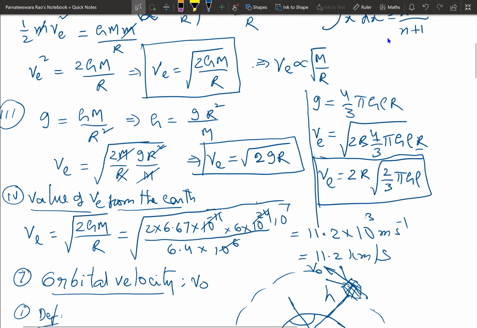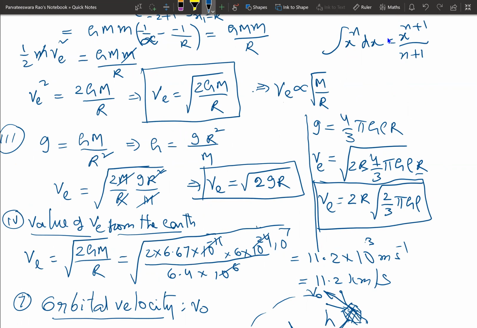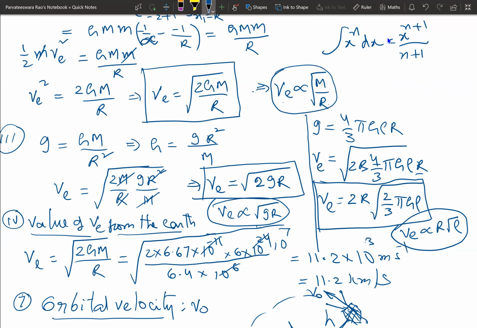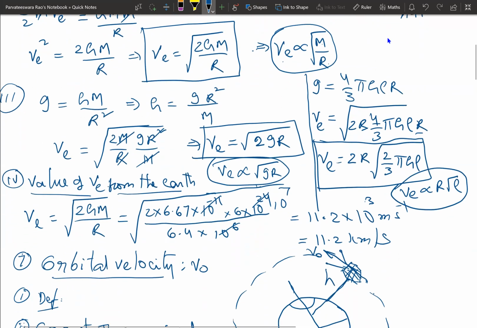This is escape velocity, correct? VE varies directly as root of M by R. VE varies directly as root GR. VE varies directly as R root rho. You please add it there, near those formulae. This is for escape velocity.